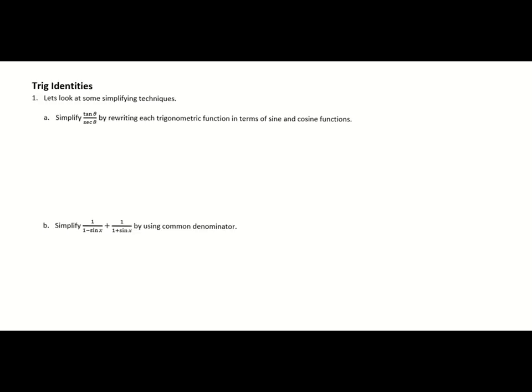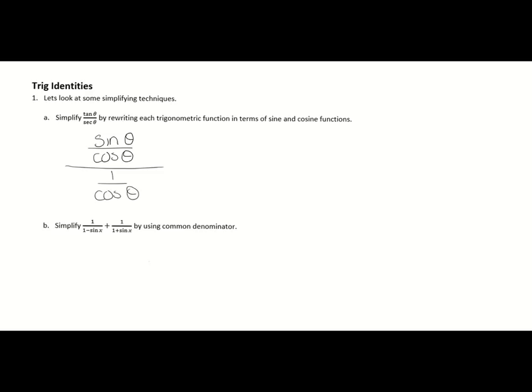So we're going to go through first some of the simplifying techniques, and then we're going to go to some trig identity problems. So the first technique is we're going to simplify tangent of theta over secant of theta by rewriting each of the functions in terms of sine and cosine. So we know that tangent of theta is equal to sine theta over cosine theta. So we're going to change the numerator to sine theta over cosine theta all over, and secant of theta can be rewritten as 1 over cosine theta.